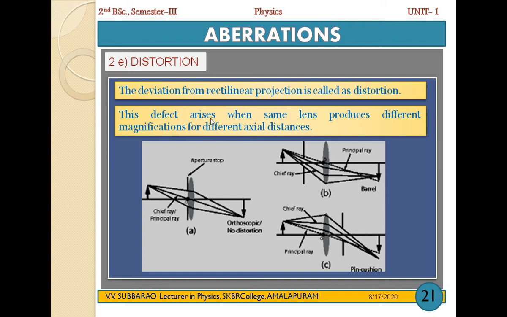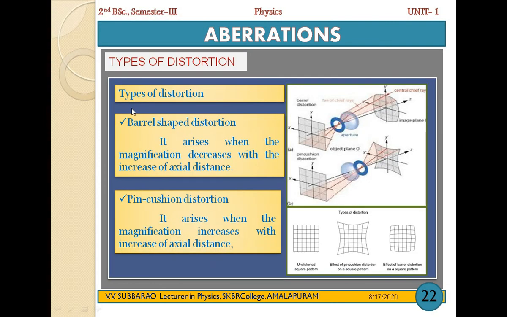The defect arises when the same lens produces different magnifications for different axial distances. The various points of the object will be at different distances, and if the magnification produced by the lens varies with distance, then that lens produces the defect, namely distortion. Types of distortion: there are two types, one is barrel shaped distortion and the second one is pincushion distortion. I already told you that if the axial distance changes, then magnification also changes. In such a case only, distortion is observed.